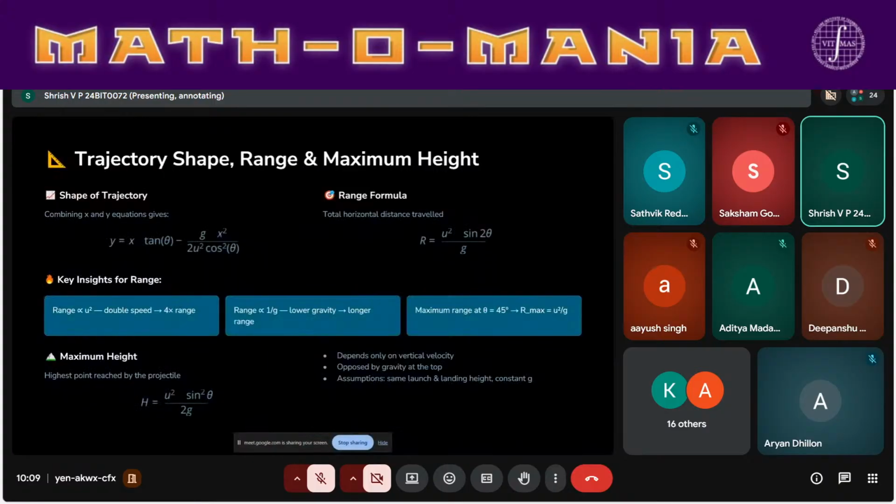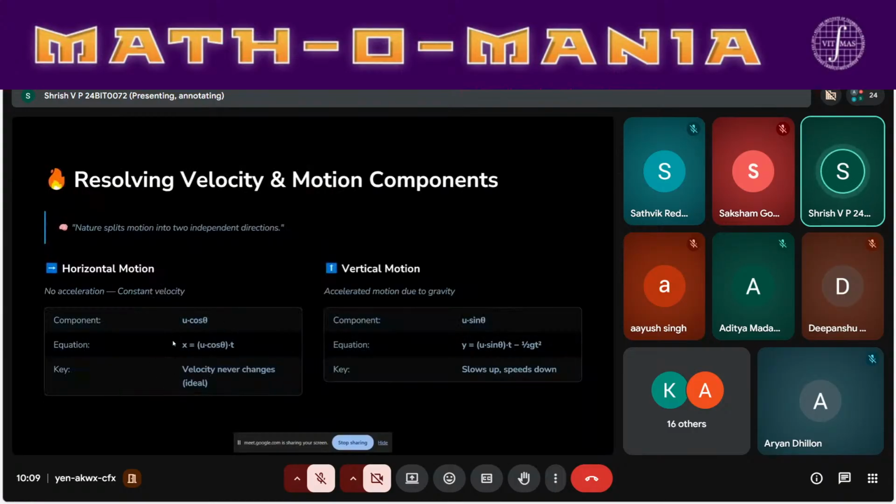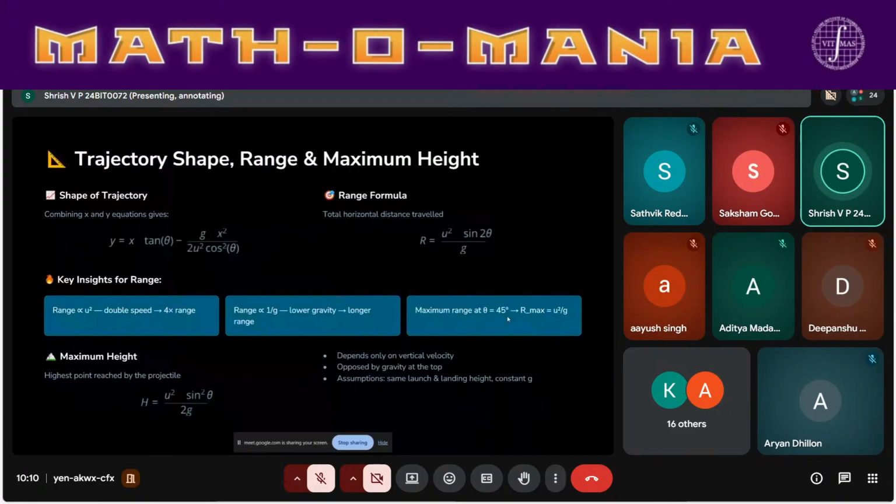So now we will discuss the shape of the trajectory formed by a projectile in motion. From the diagram, we already know that this path is curved. But what exactly is this curved path? When we combine the horizontal and vertical equations of motion that we have seen before, which are x equals u cos theta times t, and y equals u sin theta times t minus half g t squared, we can combine these two equations.